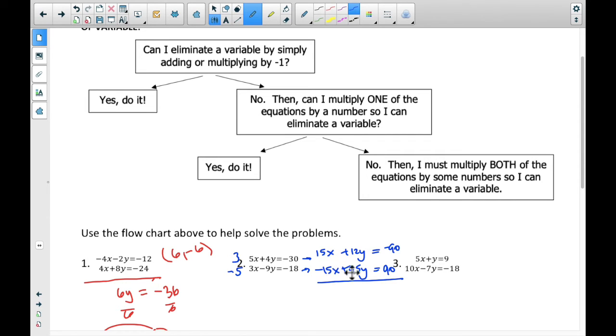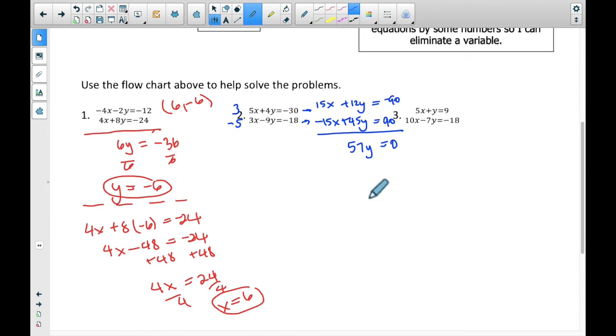15 and -15 drops off. 12 and 45, that's 57y. 90 and -90, though, is 0. Okay, we've talked about this before, I think. Don't let that 0 freak you out. The 0 is okay, because we divide by 57, and we still get y equals 0.